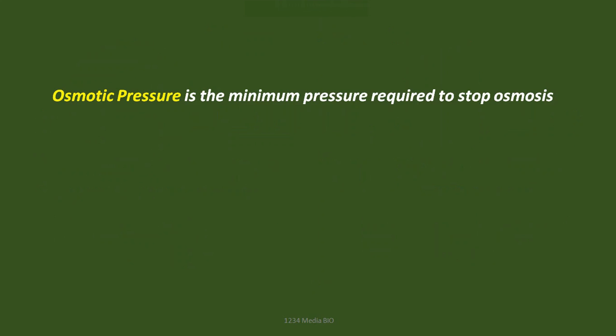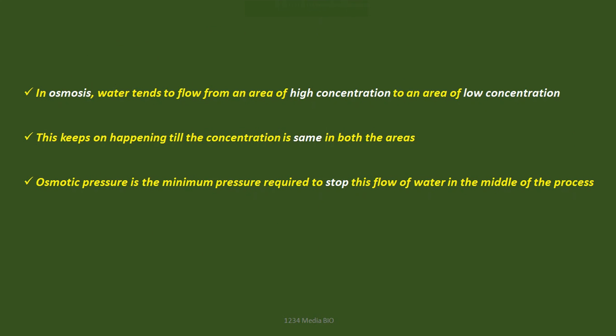Now, what is osmotic pressure? The simplest definition is, osmotic pressure is the minimum pressure required to stop osmosis. In osmosis, water tends to flow from an area of high concentration to an area of low concentration. This keeps on happening till the concentration is the same in both areas. Osmotic pressure is the minimum pressure required to stop this flow of water in the middle of the process.